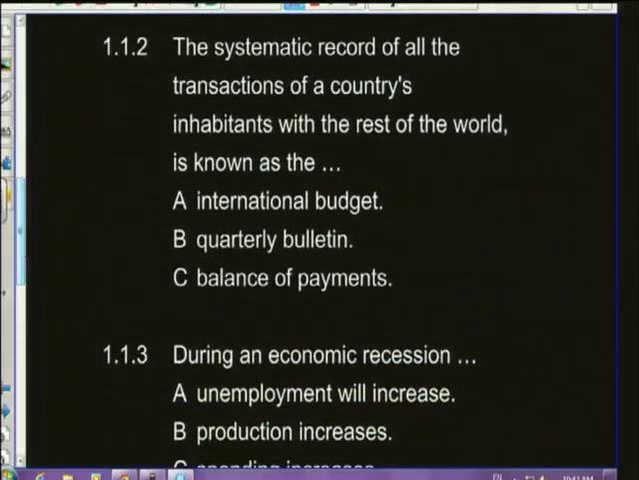1.1.2, the systematic record of all the transactions of a country's inhabitants with the rest of the world is known as the answer here is the balance of payment. Once again, in your answer book, the only thing that you write down is the letter C.